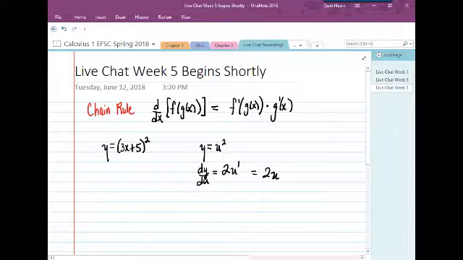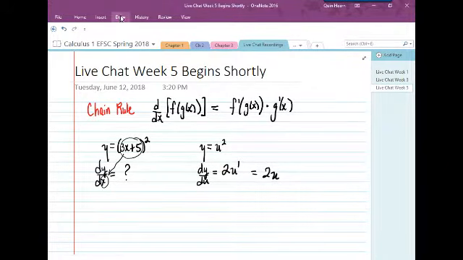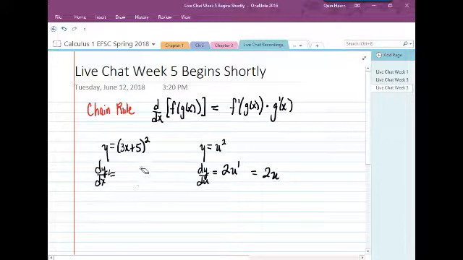So you might think that the derivative of y with respect to x here, we would do the same thing, but we can't, because this 3x plus 5 is not the variable that we're differentiating with respect to. So what we have to do is compensate for the fact that this is actually a composition of functions. Instead of having u squared, we have 3x plus 5 squared.